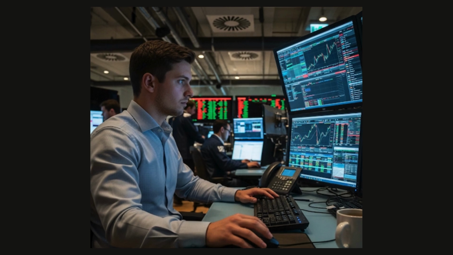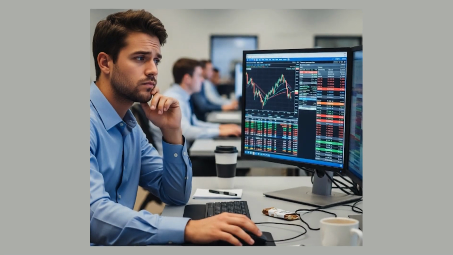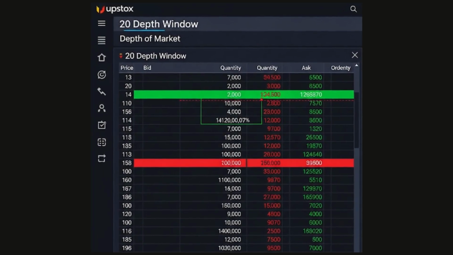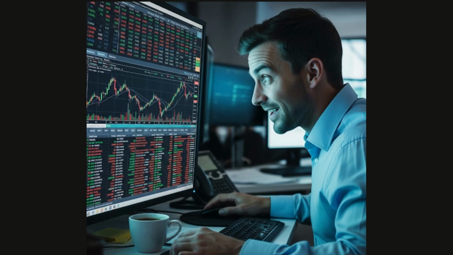Let's say you're an options trader looking at a contract that seems illiquid in the normal 5-depth window. You might think, not worth trading. But open the 20-depth window and boom! You see big quantities hidden further down. This changes your perspective entirely and could open up new trading opportunities.